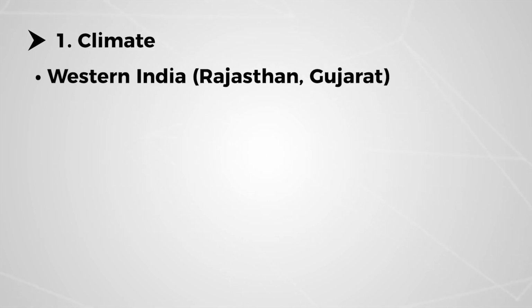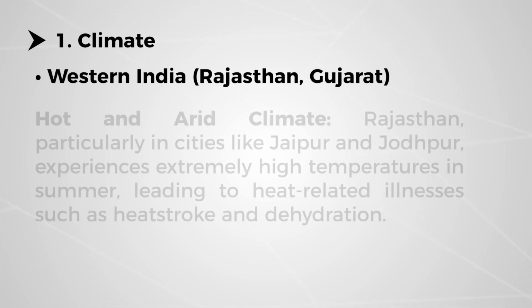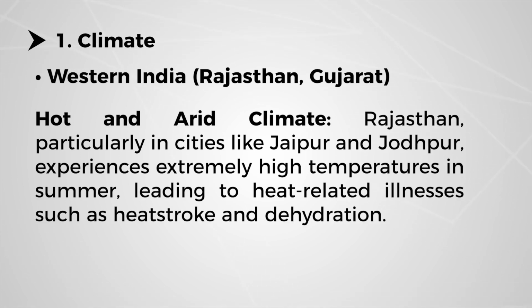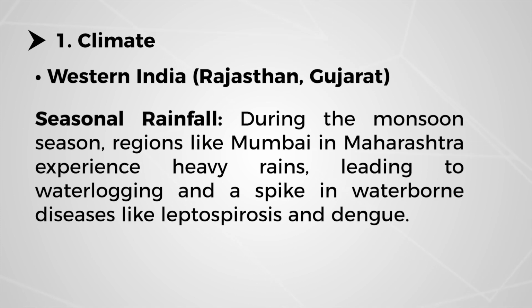Within western India, like Rajasthan and Gujarat, for example, a hot and arid climate, particularly in cities like Jaipur and Jodhpur, experiences extreme high temperatures in summer, leading to heat-related illnesses such as heat strokes and dehydration. Then with seasonal rainfall during the monsoon, regions like Mumbai in Maharashtra experience heavy rains leading to waterlogging and a spike of waterborne diseases like leptospirosis, and also dengue.